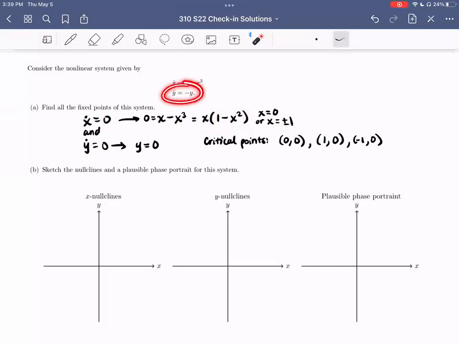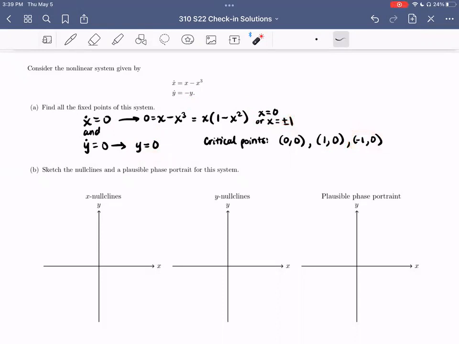On the other hand, if I look at the y dot equation, y dot is equal to negative y, that is equal to 0 when y is 0. My critical points then are all the combinations of these simultaneous values. So I have one when x is 0 and y is 0. I have another critical point when x is positive 1 and y is 0. That's that point. And then I have another critical point when x is negative 1 and y is 0.